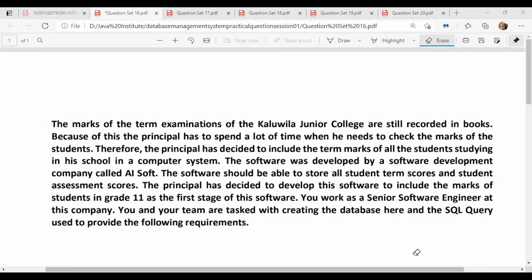The marks of the term examinations of the Kolabila Junior College are still recorded in books. Because of this, the principal has to spend a lot of time when he needs to check the marks of the students. Therefore, the principal has decided to include the term marks of all students studying in his school in a computer system. The software was developed by a software development company called AI Software Logics.